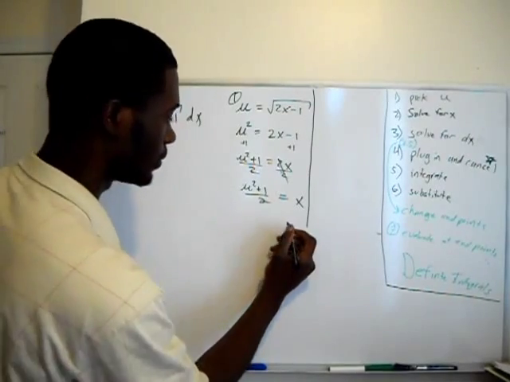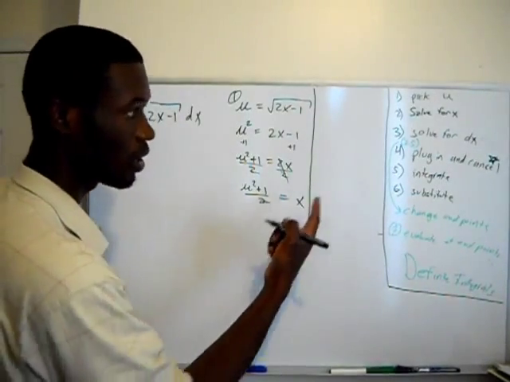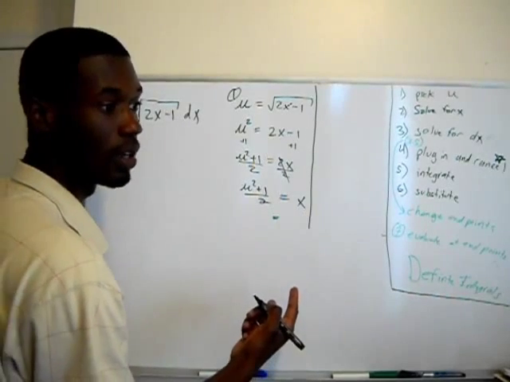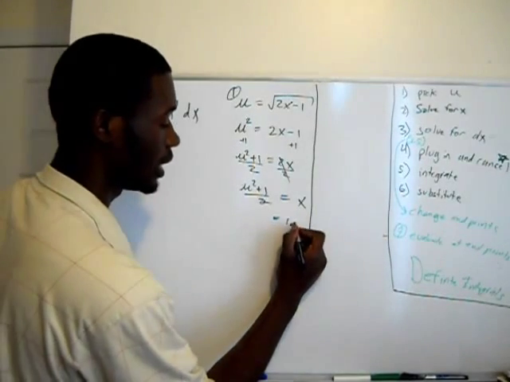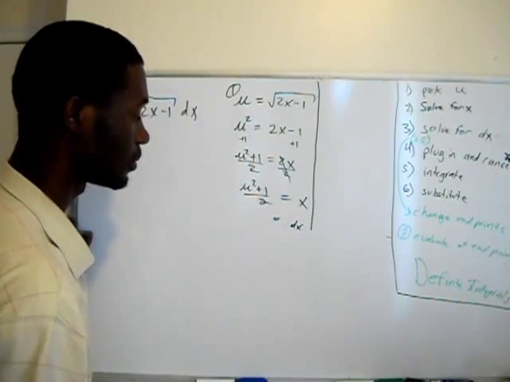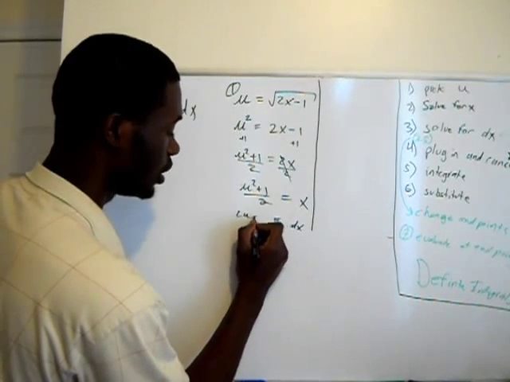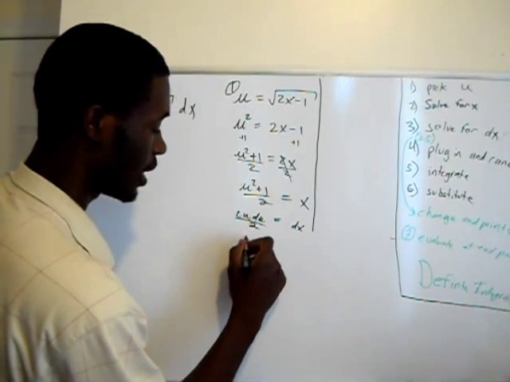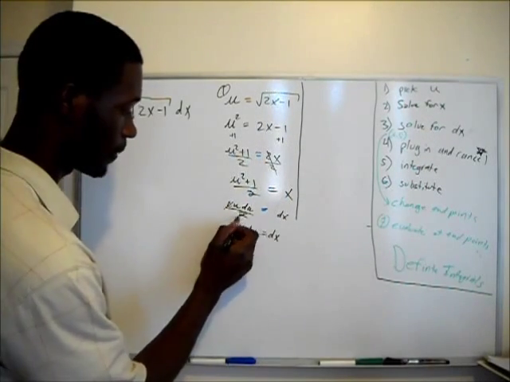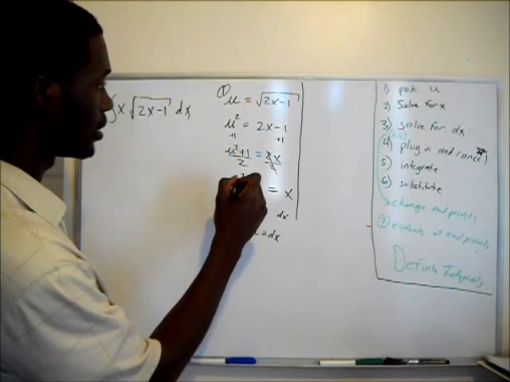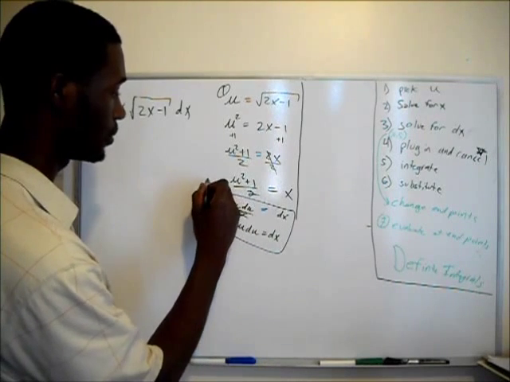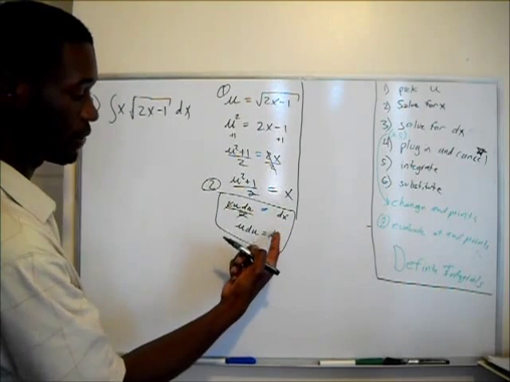So now dx is just the derivative, and that just means solve for dx. We're going to do that by taking derivatives of both sides. The derivative of x with respect to x is just going to be 1 dx, so I'll just put dx. And now we have to differentiate this side. We're going to get 2u du over 2, which means that u du equals dx. All I did was cancel out the 2's. Okay, so this is step 2 right here. So first we solve for x, now we solve for dx.